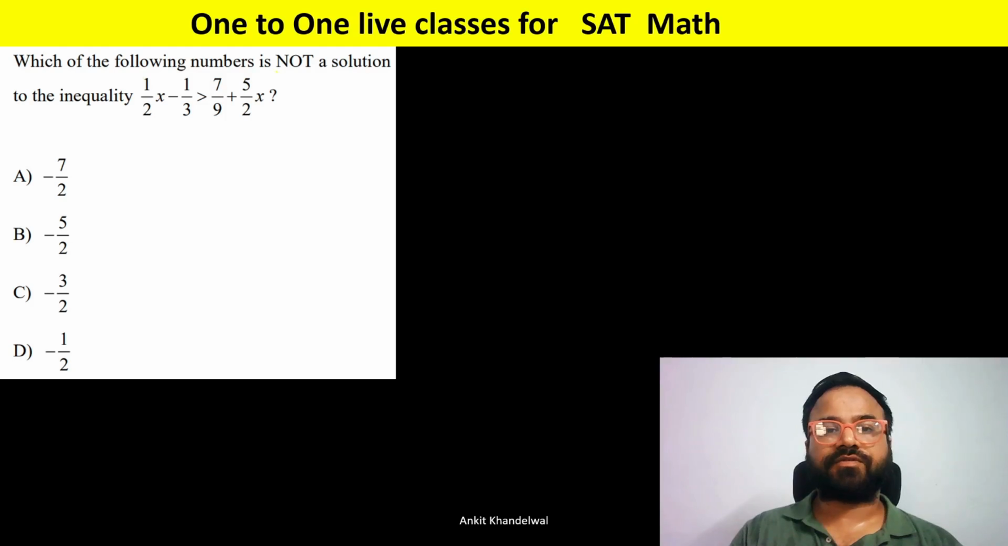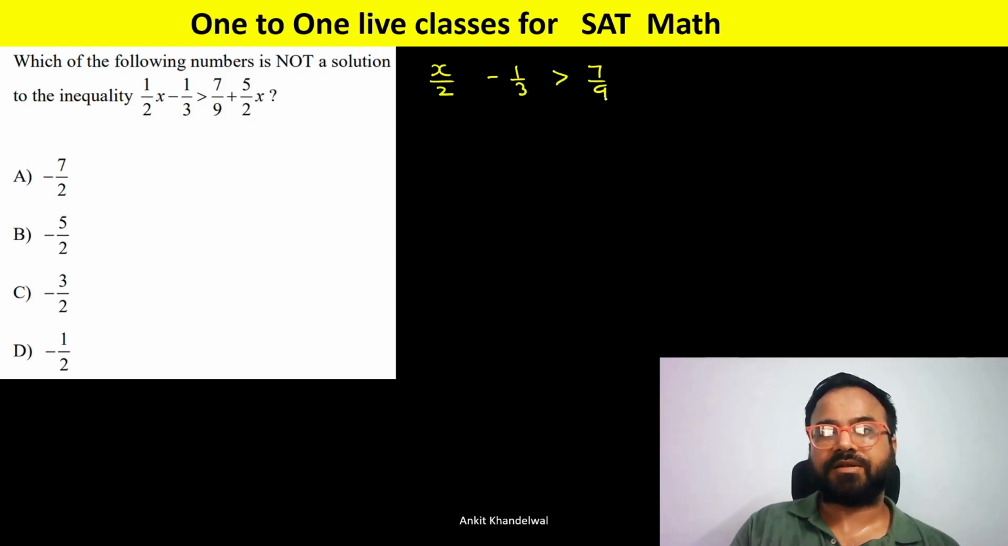The second one says, which of the following numbers is not a solution to the inequality? So these are the 4 possible values. Out of them, 3 are solutions and one of them is not. So let's solve this inequality first. It's written x by 2 minus 1 by 3 greater than 7 by 9 plus 5x by 2. So let's subtract 5x by 2 on both sides and add 1 by 3 on both sides.